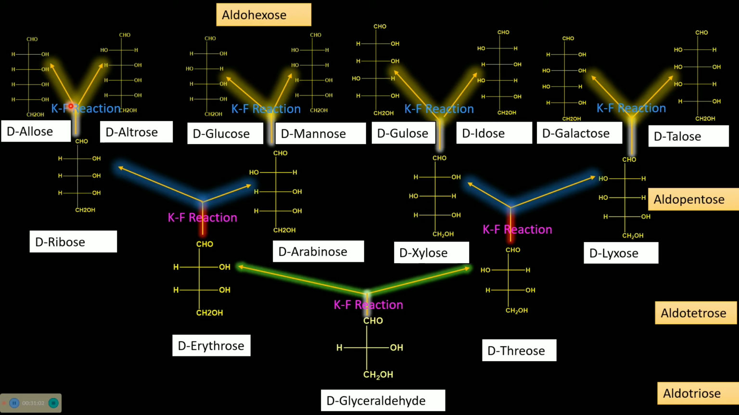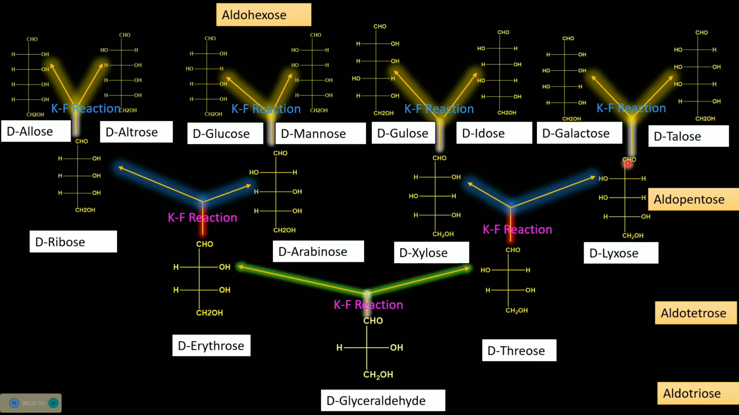This is an aldopentose. These are aldohexoses. D-arabinose upon Kiliani reaction will give D-glucose and D-mannose. In the same way, D-xylose upon Kiliani reaction will give D-gulose and D-idose. Same thing, D-lyxose upon Kiliani reaction will give D-galactose and D-talose.